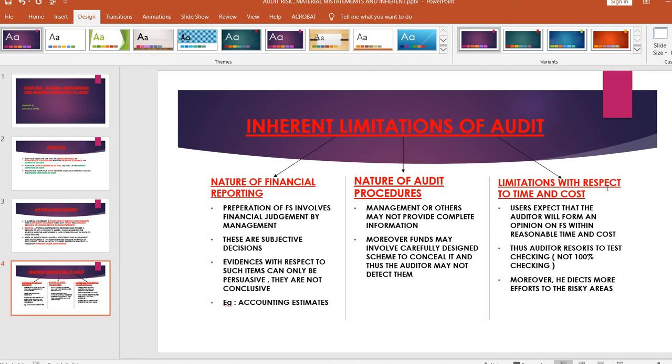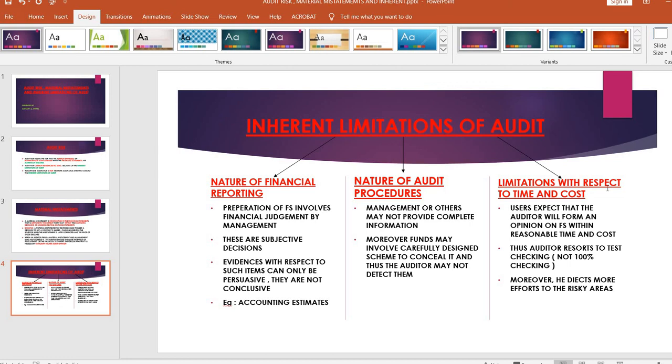Thus, the auditor resorts to test checking. Because of this, that the users are waiting, he also has his own time bounds. He has other clients to attend. So it's highly impossible that he gives 100% checking. So the auditor will resort to test checking only. That is less than 100%, right? Moreover, he directs his attention and more efforts to risky areas.